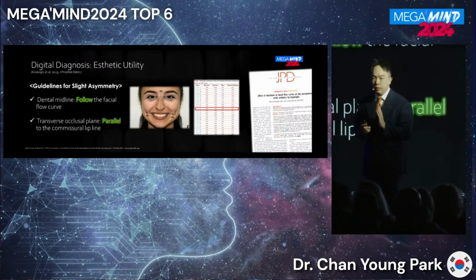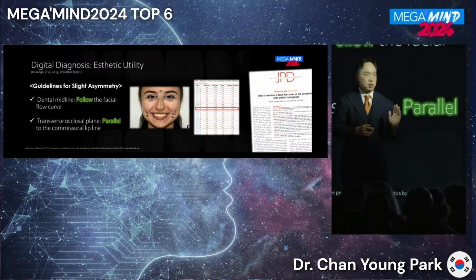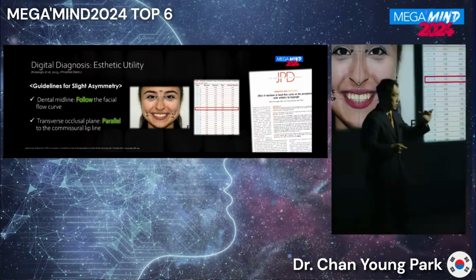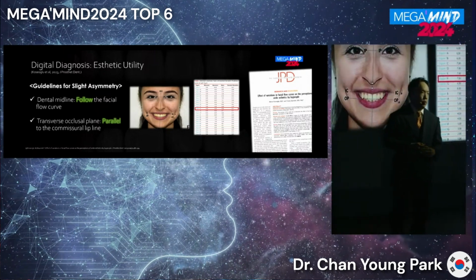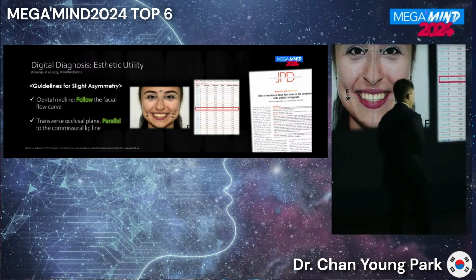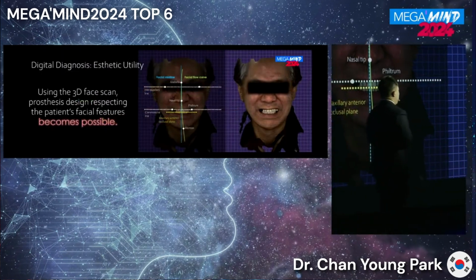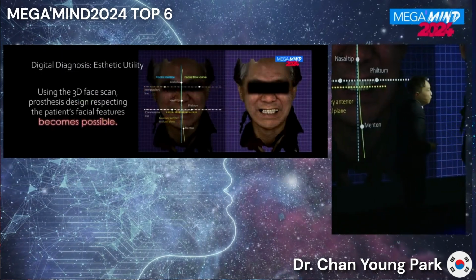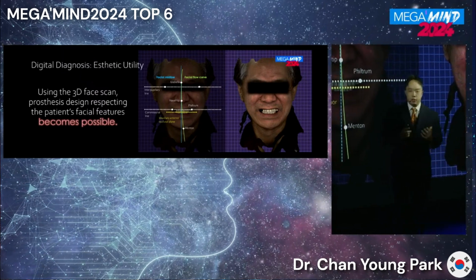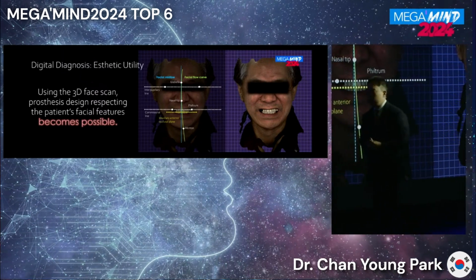So when setting the dental midline, it should follow the patient's asymmetric facial flow curve. And when setting the anterior transverse occlusal plane, it has to be parallel, following the commensurate lip curve of the patient. So this is where the digital comes in, because by using the 3D facial scans, prosthetic design following the patient's facial features becomes possible.